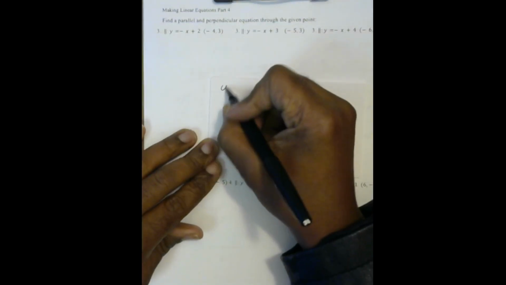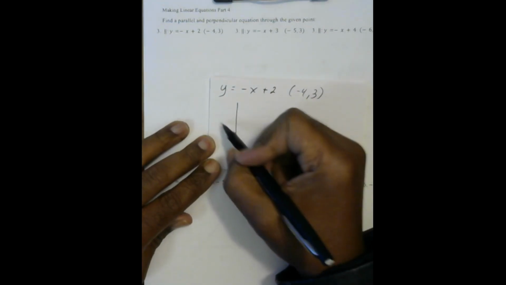Okay, we're going to be finding parallel lines. Now, let's take a look at what we've been given. We've been given an equation and a point. This is what it actually looks like, so we're going to convert this to something that's visual.